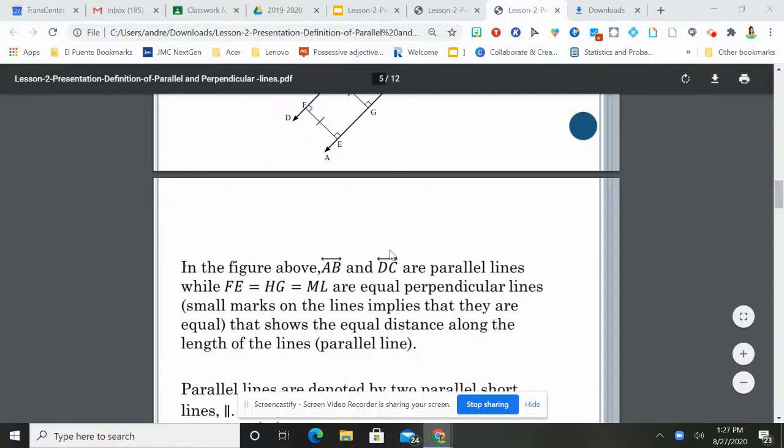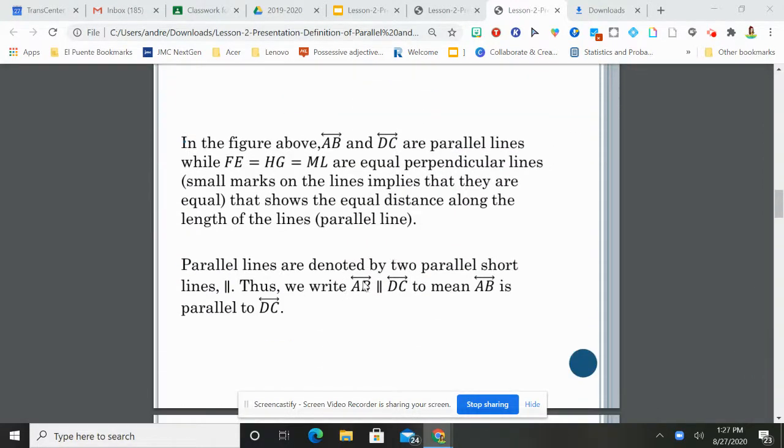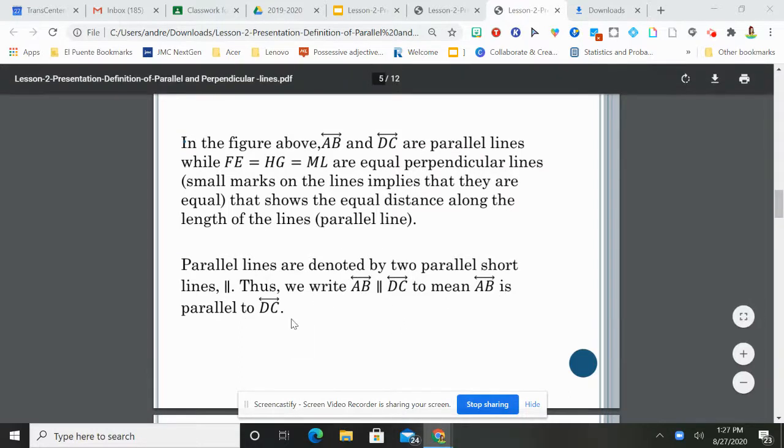Parallel lines are denoted by two parallel short lines. So this is a symbol to use proper notation between parallel lines. You gotta use this symbol. I'm gonna teach you where it is on your keyboard. So we write it like this to mean that AB is parallel to DC.